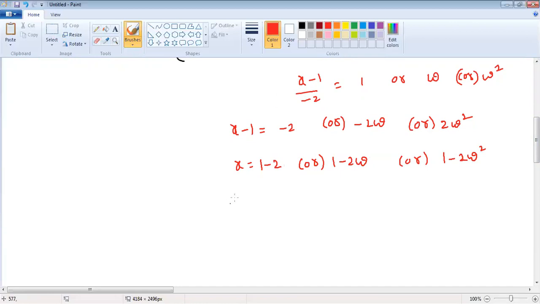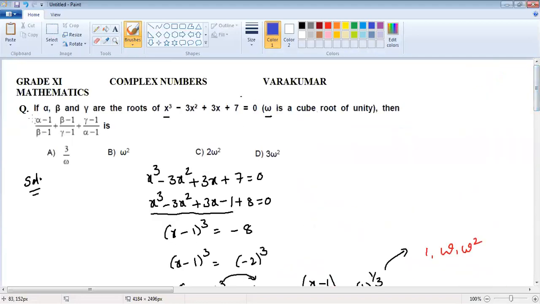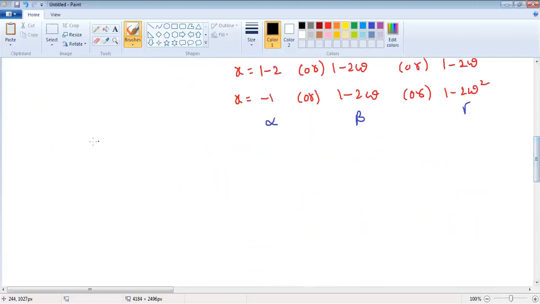Now, what are the roots? x is equal to minus 1, or 1 minus 2 omega, or 1 minus 2 omega square. So let us assume that these are the roots alpha, beta, gamma. Now what is the given question? (Alpha minus 1) by (beta minus 1) plus (beta minus 1) by (gamma minus 1) and so on. So let us take that one. It becomes (alpha minus 1) by (beta minus 1). This is the question.